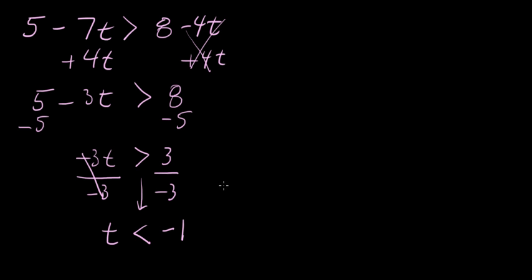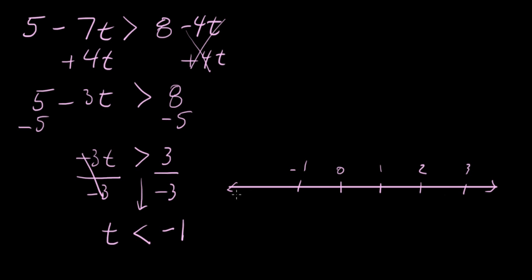So, okay, once again, let's graph that on a number line and take a look and see what we have. It'll be a little bit easier. 0, 1, 2, 3, negative 1, negative 2, and less than negative 1. So negative 1 is right here, and less than is an open circle. And I'm going to shade to the left, and there's my solution set.